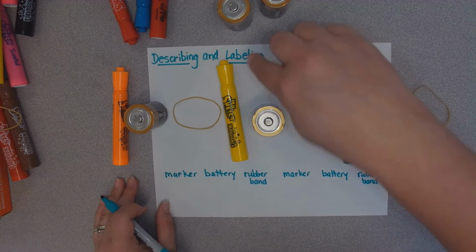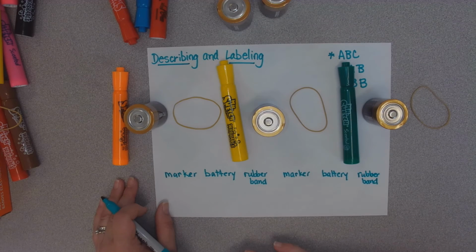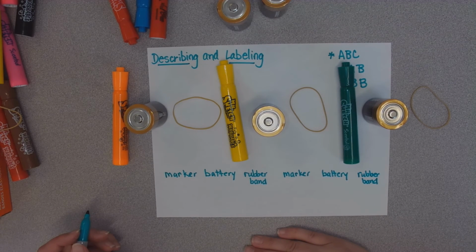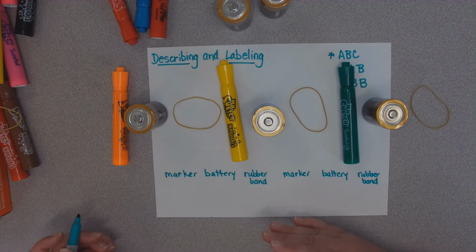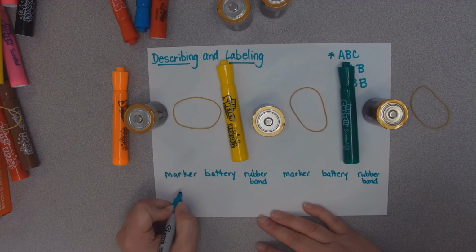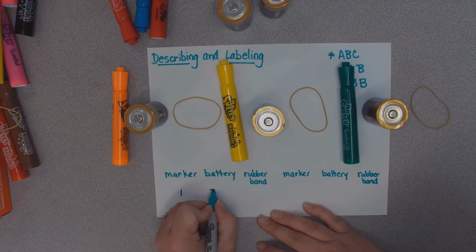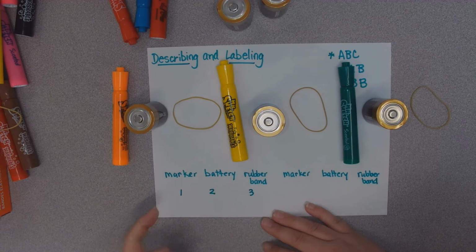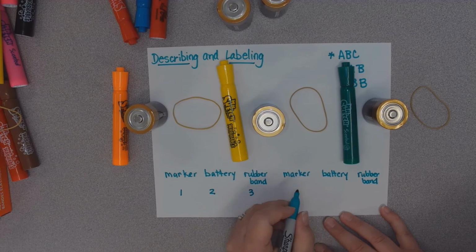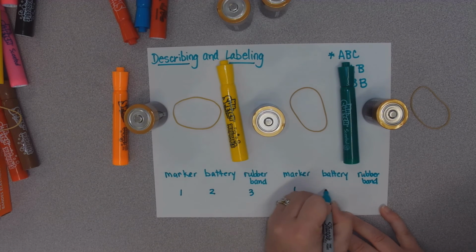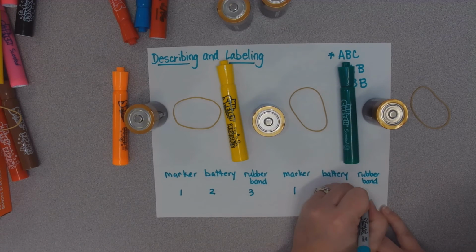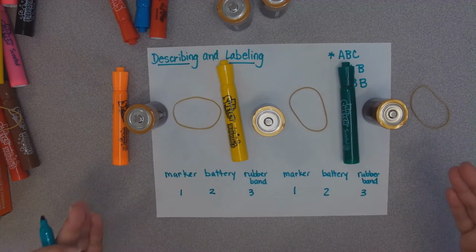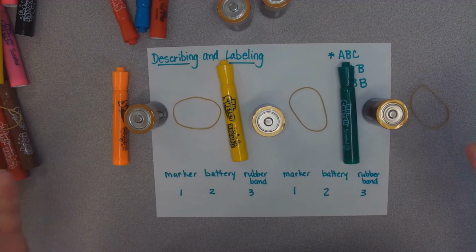If I wanted to label it, I can choose either letters or numbers. I'll choose, how about numbers? So my marker is going to be 1, my battery is going to be 2, and my rubber band is different from those 2, so it's got to be a 3. So it would go 1, 2, 3, 1, 2, 3. If you want to do this and take a picture, that's great.